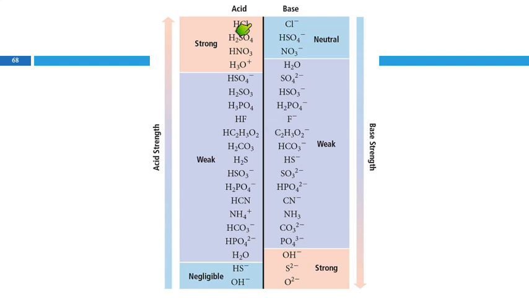Here we have HCl. HCl is a strong acid. Its conjugate base does not act like a base. It is so weak that it does not act like a base. So there's this reciprocal relationship, kind of a push and pull, or a tug of war for that hydrogen ion.